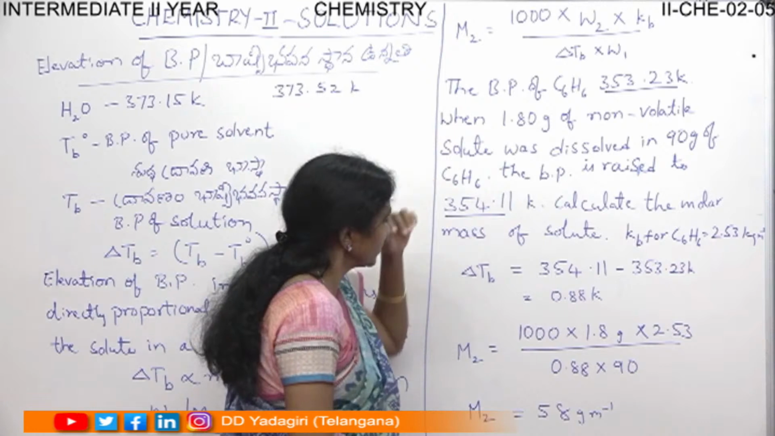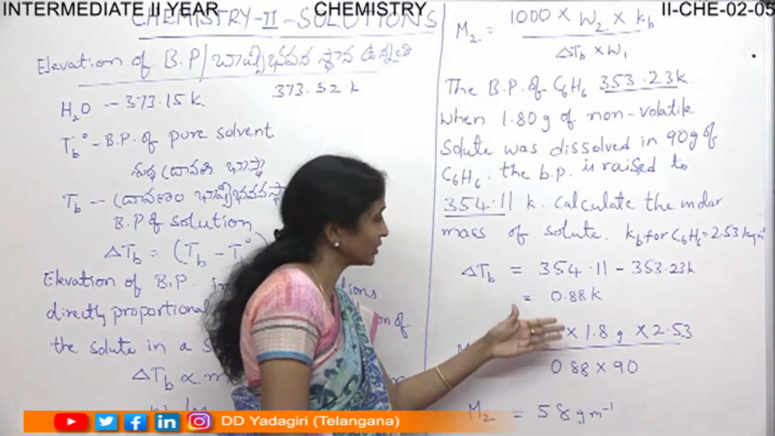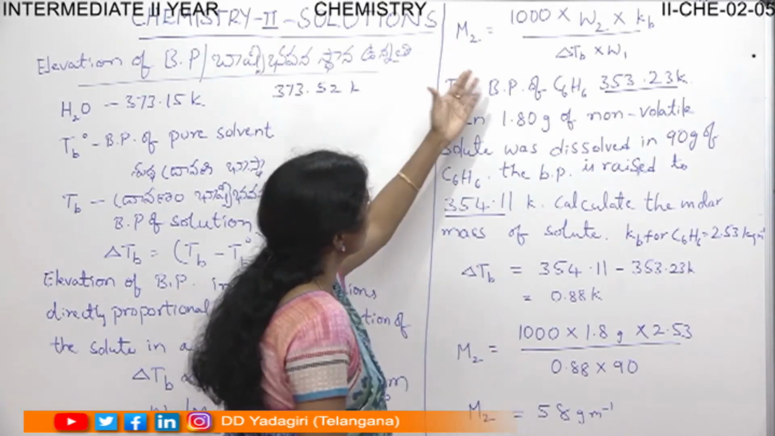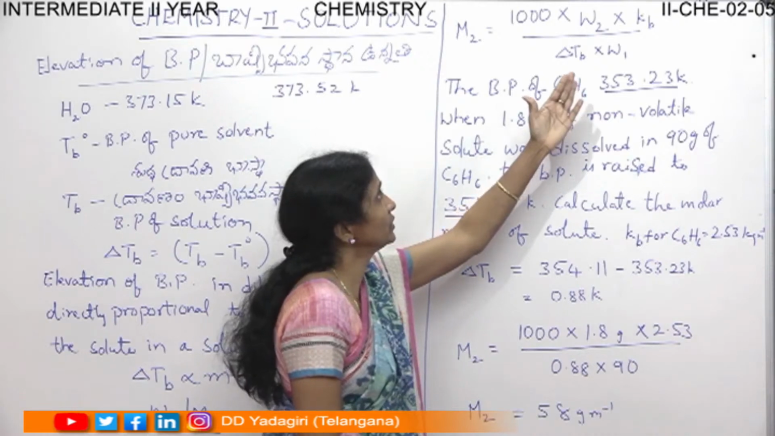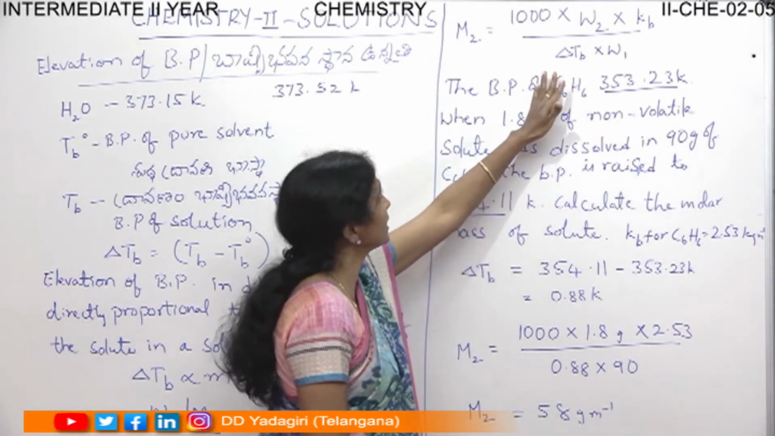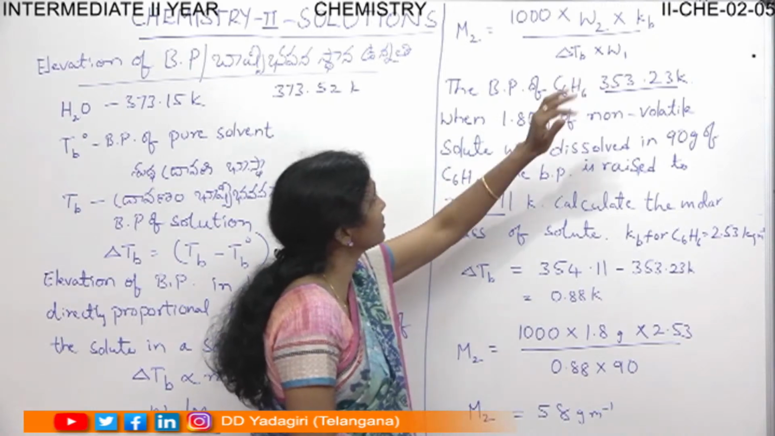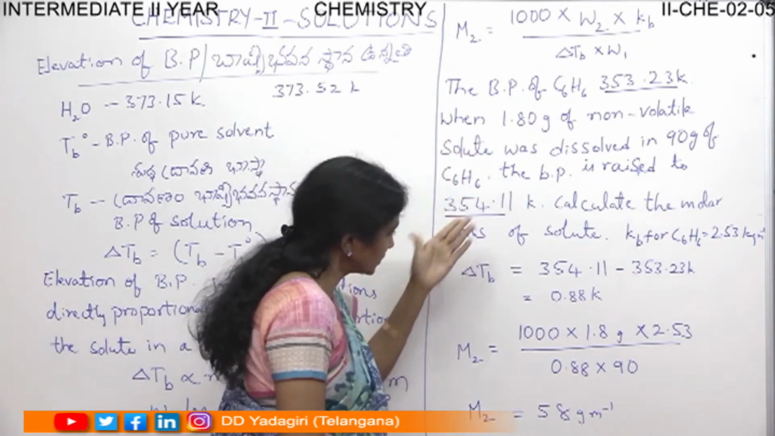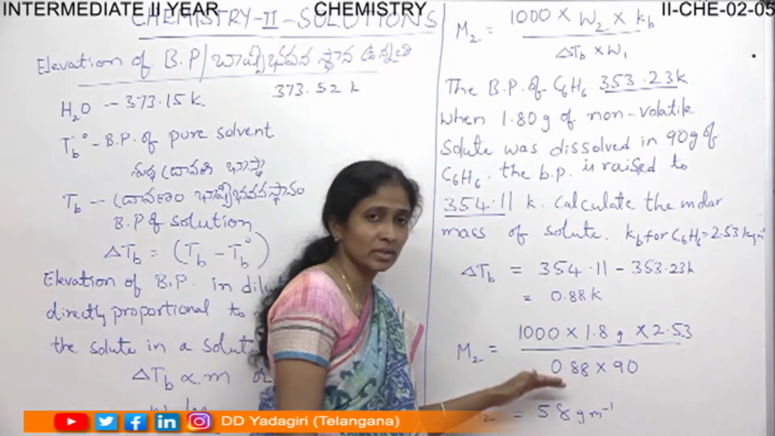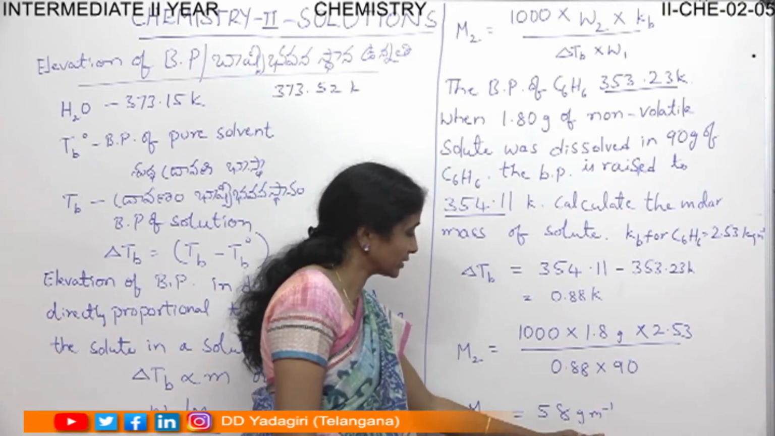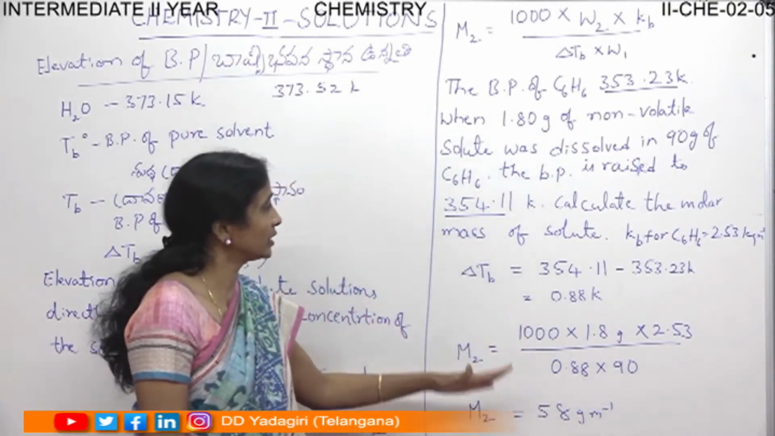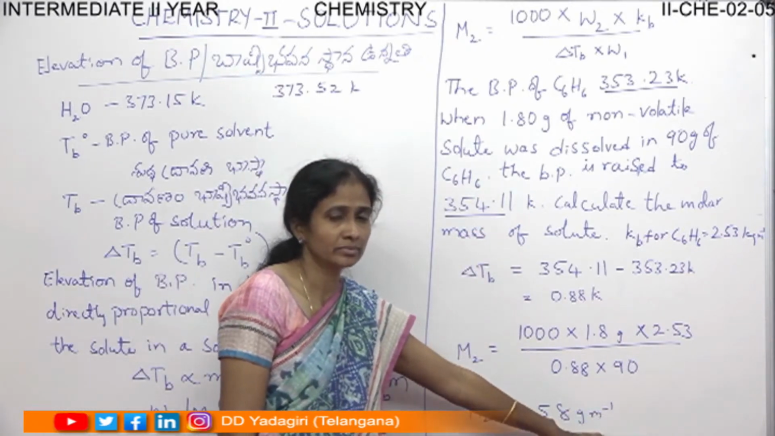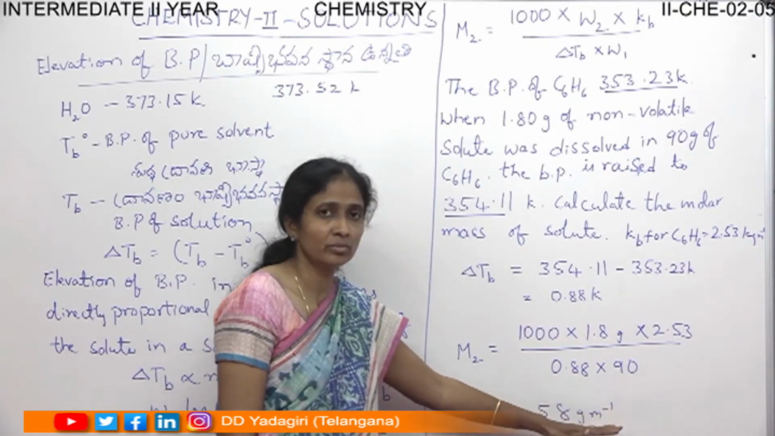So we just simply substitute them. Where are we going to substitute? In the formula M2 equals 1000 into W2 into Kb by delta Tb into W1. When we substitute all the values, we get 58 grams. That means the molar mass of the solute is 58 grams per mole.